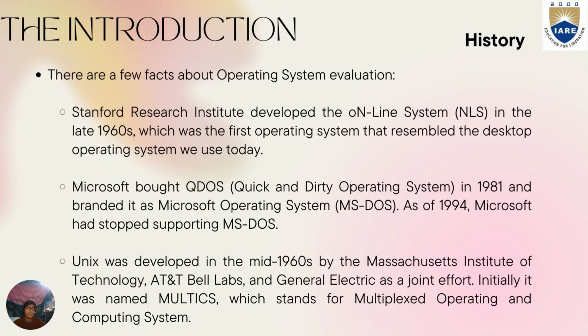There are a few facts about operating system evolution. Stanford Research Institute developed the online system in the late 1960s, which was the first operating system that resembled the desktop operating system we use today. Microsoft bought QDOS, Quick and Dirty Operating System, in 1981, and branded it as Microsoft Operating System (MS-DOS). As of 1994, Microsoft has stopped supporting MS-DOS. Unix was developed in the mid-1960s by the Massachusetts Institute of Technology, AT&T, Bell Labs, and General Electric as a joint effort. Initially, it was named Multics, which stands for Multiplexed Information and Computing Service.